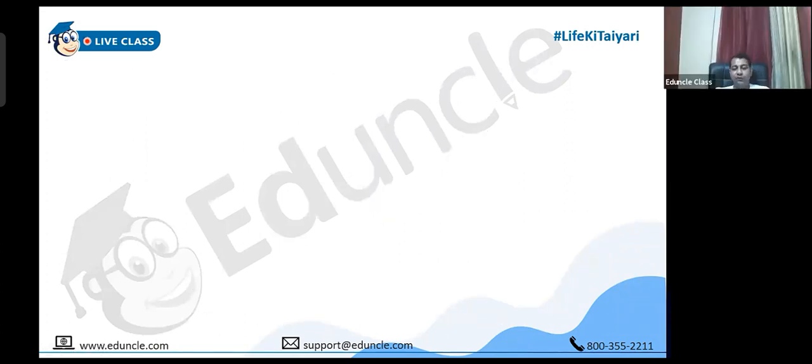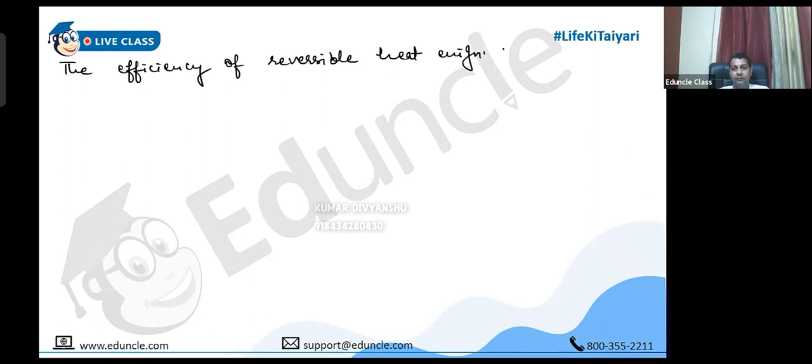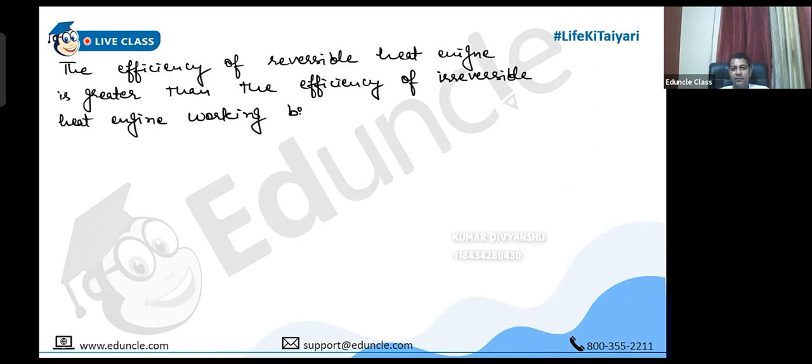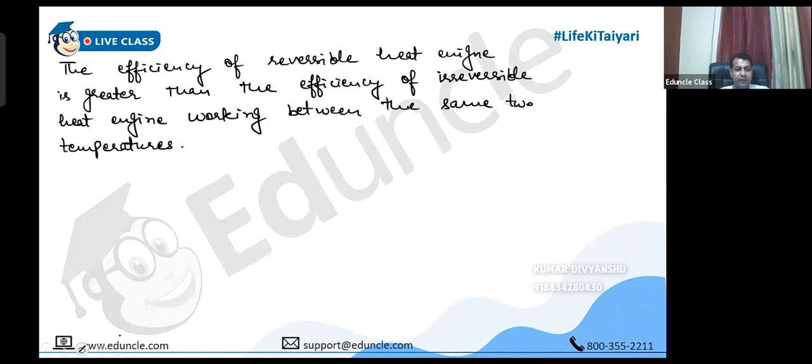Now there are two kinds of processes. One is reversible and the other is irreversible. And out of both, the efficiency of the reversible heat engine is always greater than that of an irreversible heat engine working between the same two temperatures. Two temperatures means the same temperature of source and sink. Now let me give you the proof for this.